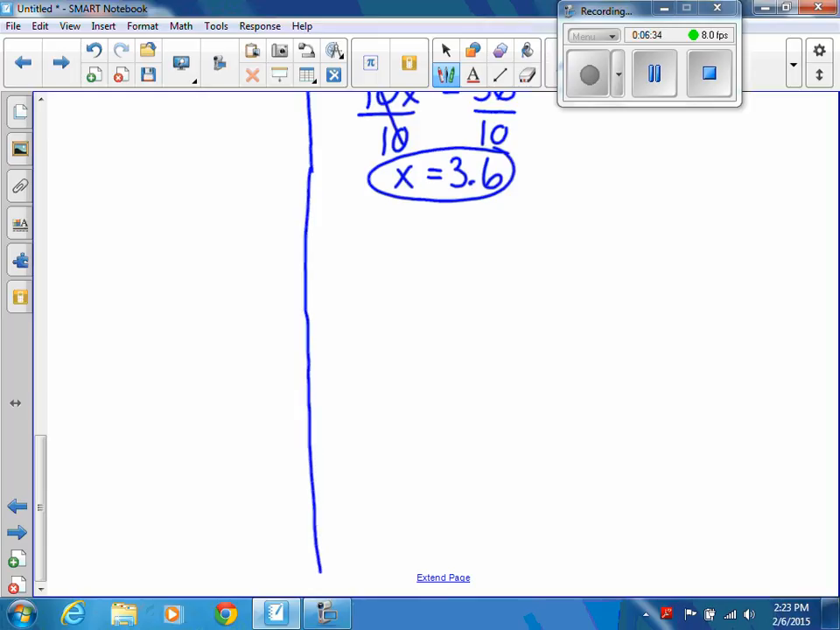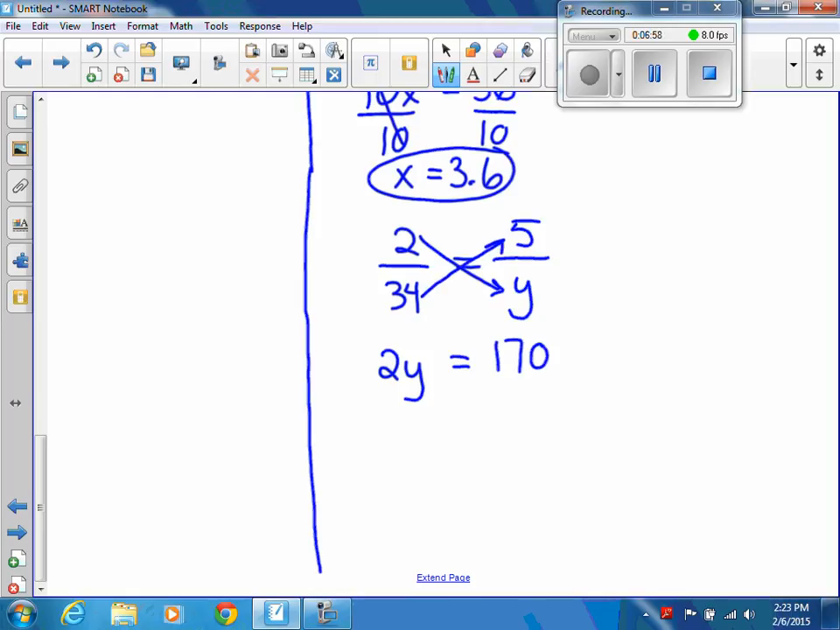Let's say that I had 2 over 34 is equal to 5 over y. Okay. Again, I'm going to cross multiply. So this is going to be 2 times y. So that's 2y is equal to 34 times 5. That gives me 170. We're going to get rid of the 2. Divide both sides by 2.